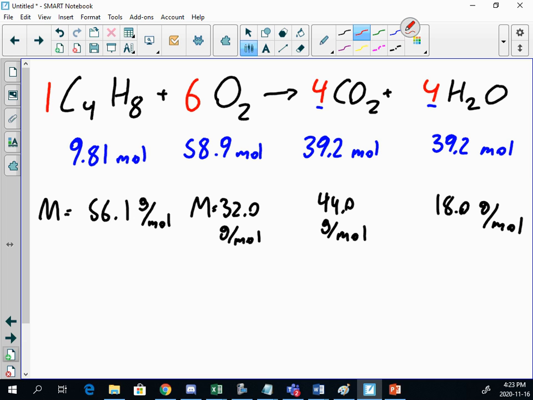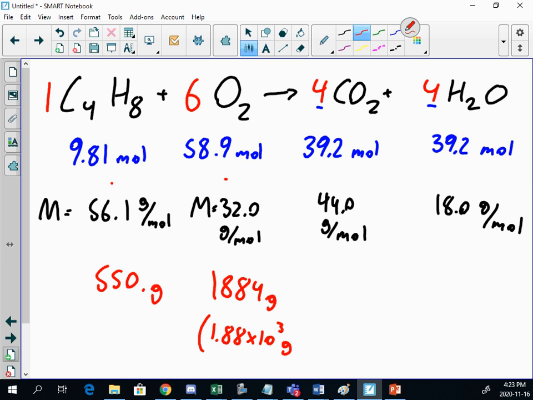So now I can multiply through. 9.81 moles, each mole weighing 56 grams, gives me a total mass of 550 grams of C4H8. 58.9 moles times 32 grams per mole gives me a total mass of 1,884 grams of oxygen. Although if we're keeping good track of sig figs, you'd want to write this as 1.88 times 10 to the third. Either way in this case is fine.